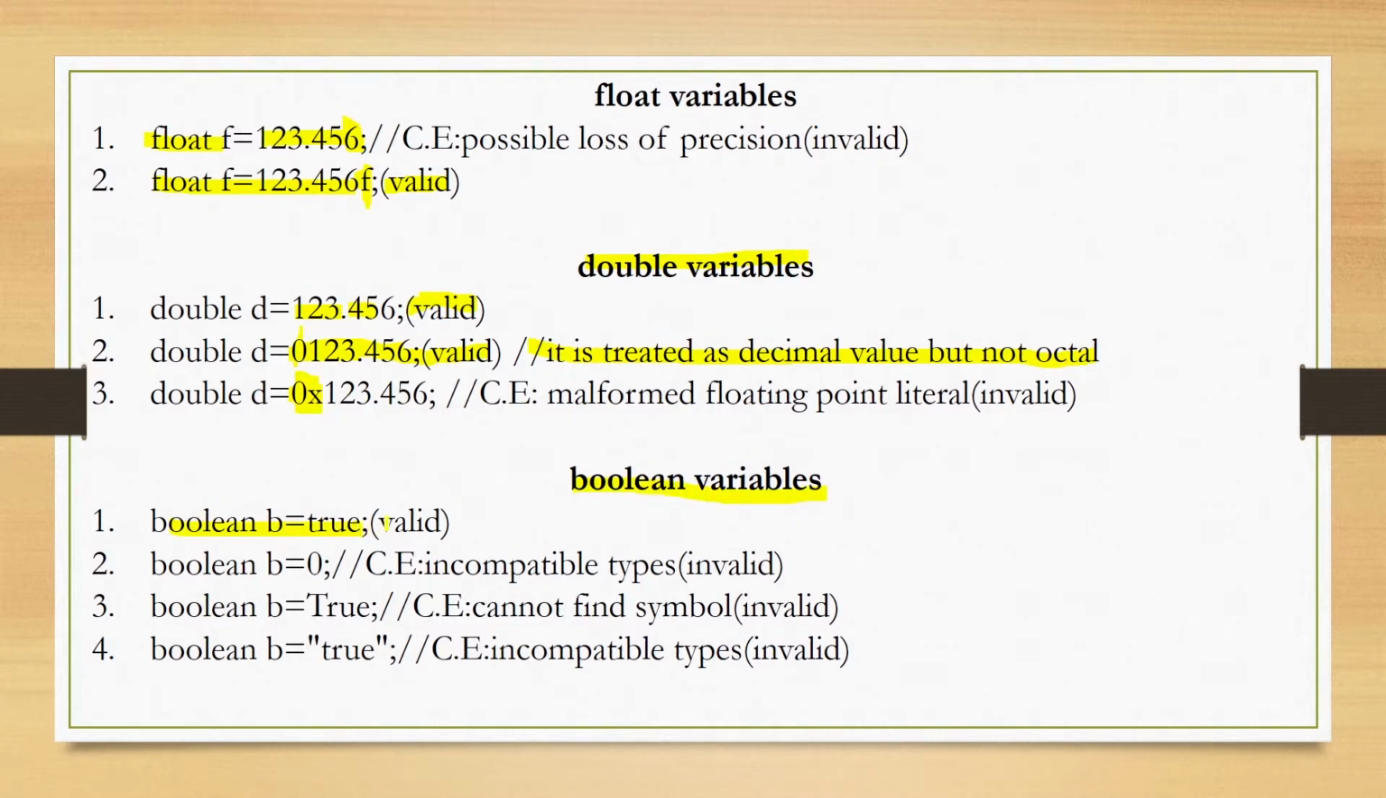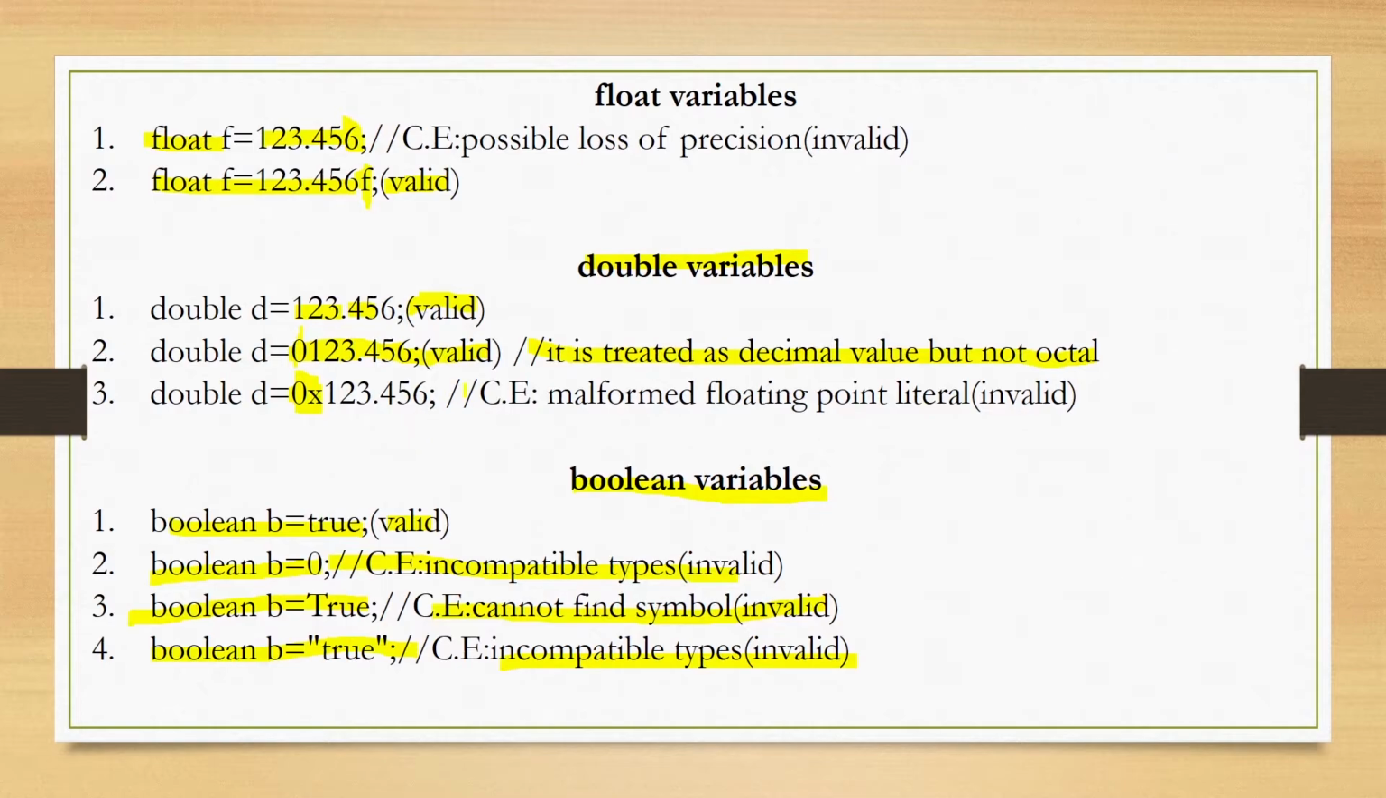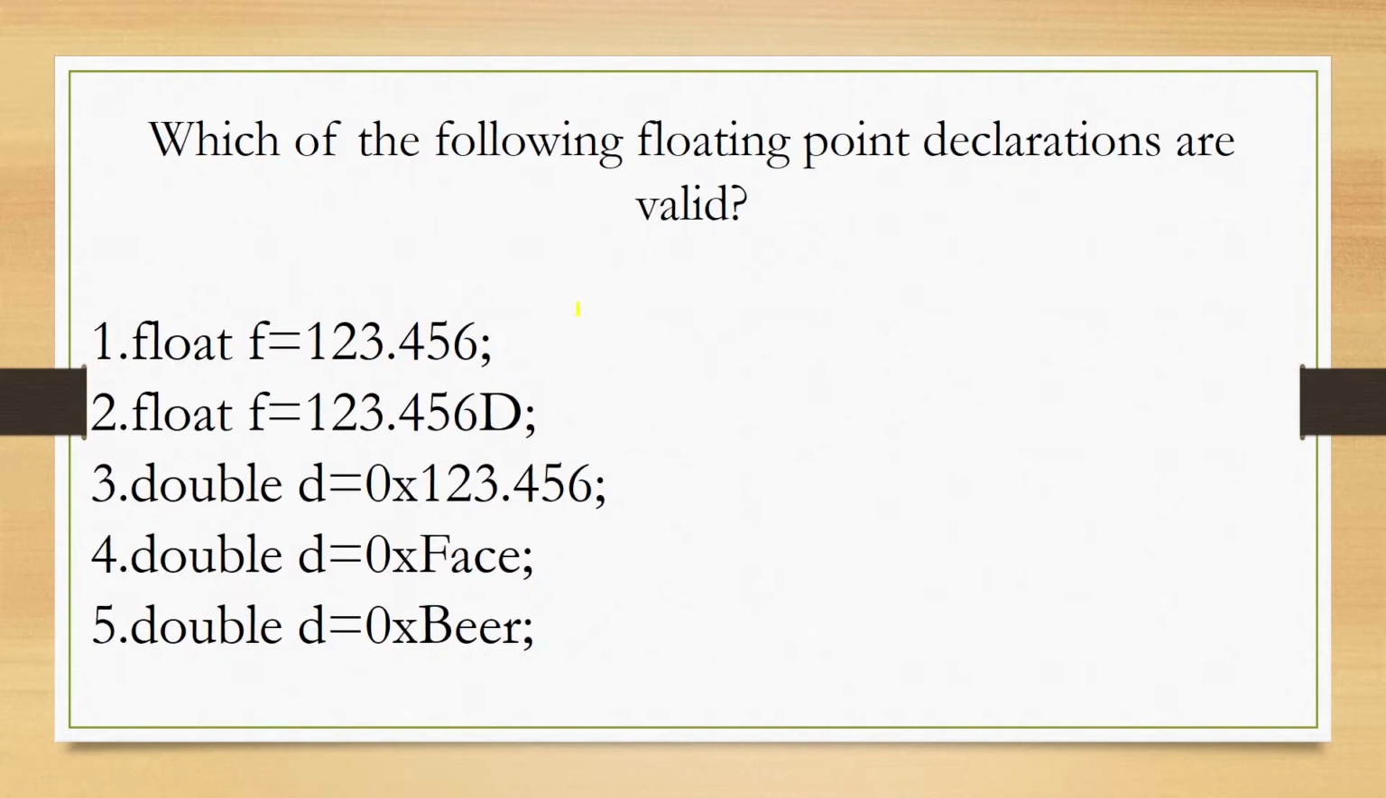So boolean b equal to true, we saw this. Then if we try to assign some other value, we would get an error. We also saw this example of True, where it cannot find the symbol and we got an error. Even for this, we tried and got an error. So I hope this is understood. You can try different values and get different outputs for a better understanding.